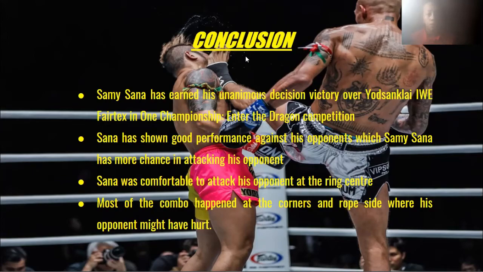And the last one is that most of the combos happened at the corner and rope side, where his opponent might have been cornered. When Sana did a combo at the ring center, Yod Sang Klai would feel hurt and go to what we call the corner and rope side because he was hurt. So Sana continued to do combinations to win the competition. So that's all for the conclusion.